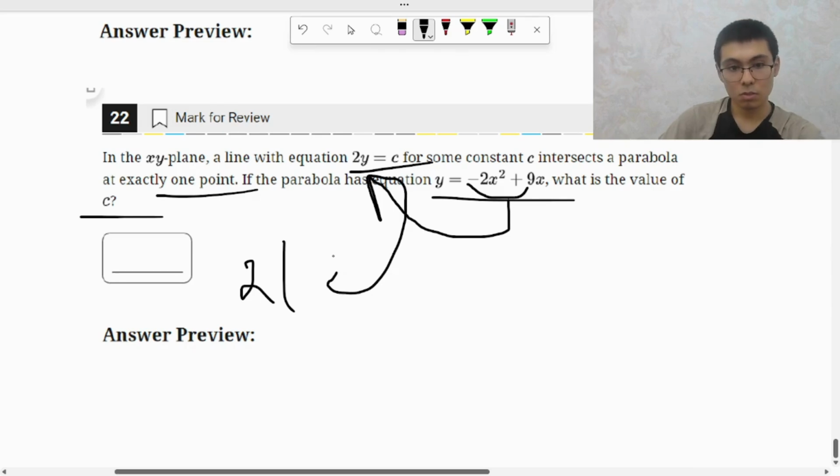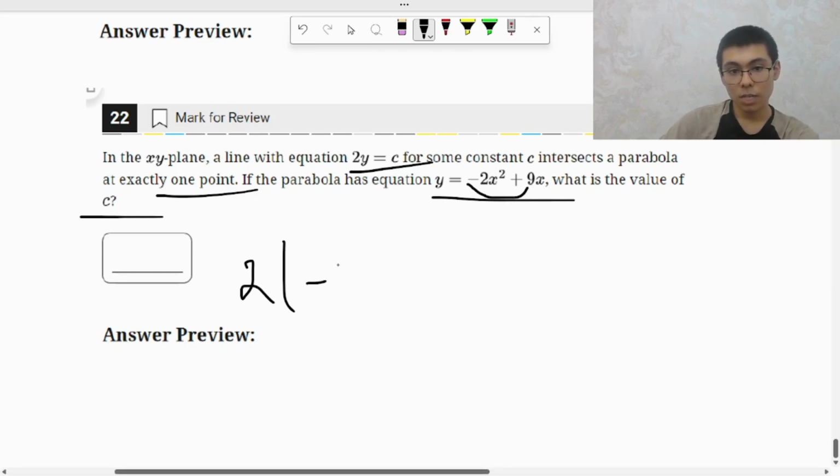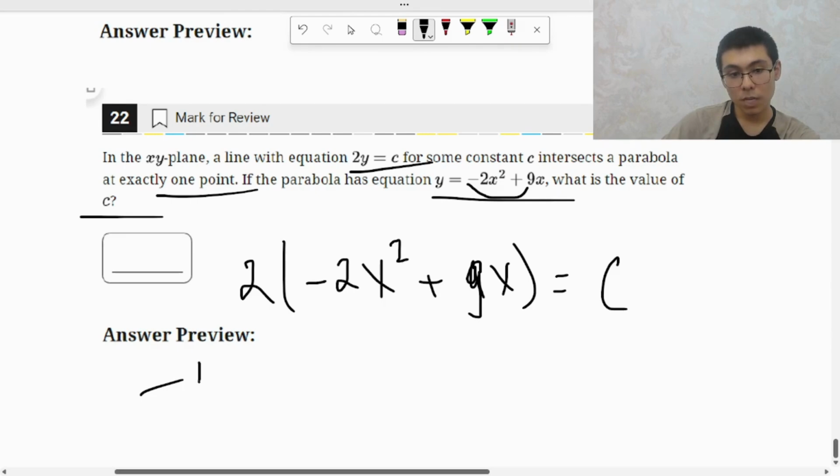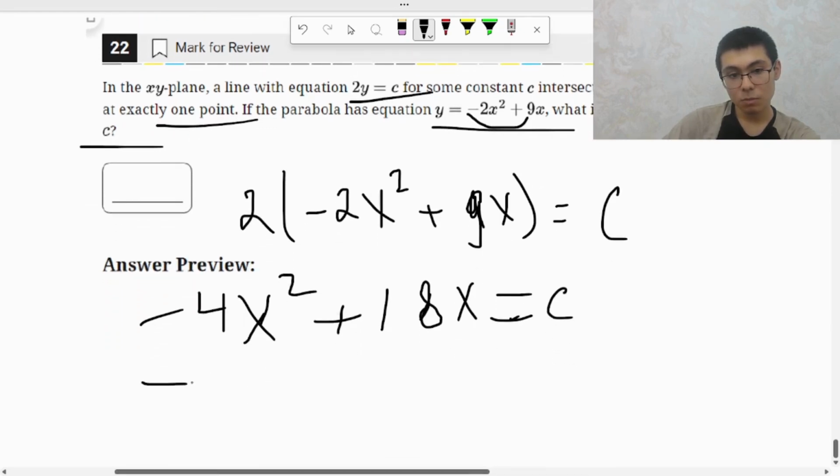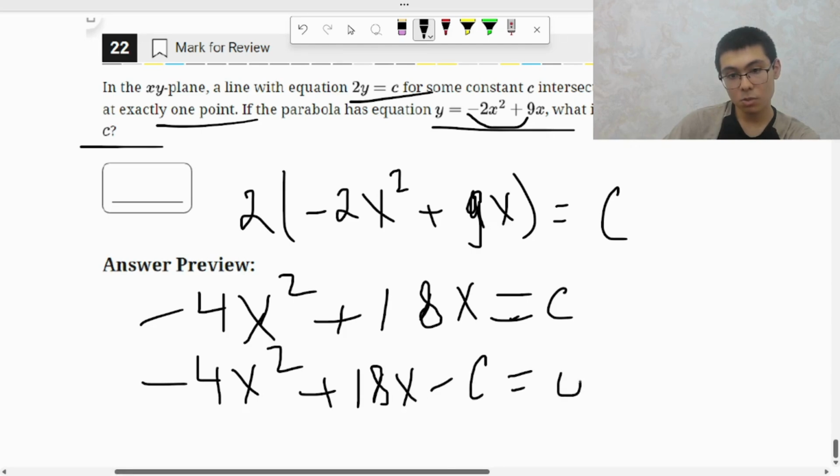2 times minus 2x squared plus 9x equals c. So minus 4x squared plus 18x equals c. So minus 4x squared plus 18x minus c equals 0. And here we have to find c, right?